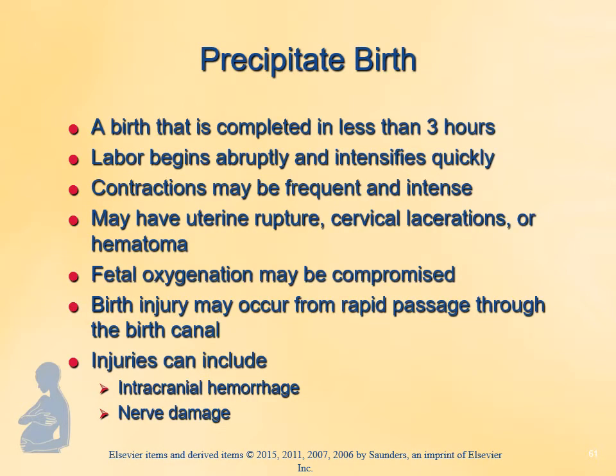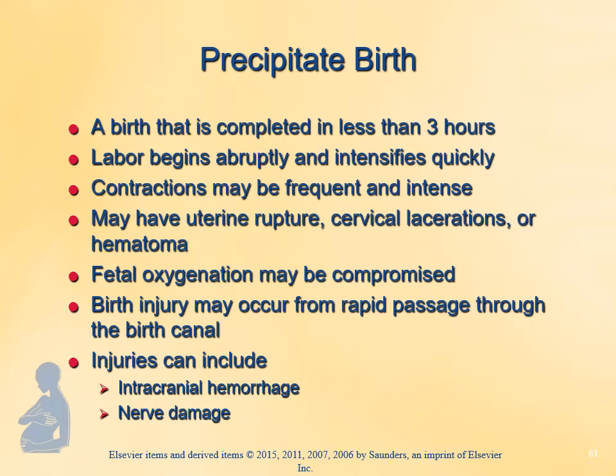A precipitous birth is a birth that's completed in less than 3 hours, so it's just one of those really fast labors that is really intense. Labor begins very abruptly and intensifies quickly. She might have very frequent and very intense contractions.